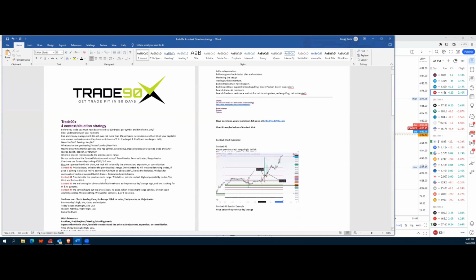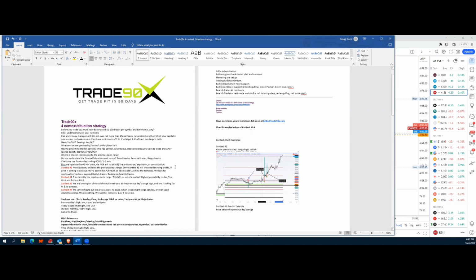Now, before we get to the charts, let me go over context 1, 2, 3, and 4. Okay, first thing we do when we come in, we ask where is price in relationship to the previous day's range? Above or below tells us potentially bullish or bearish. Inside is neutral. Okay, context 1 is basically price above or below the previous day's range. Only in context number 1 will we consider swing trades.